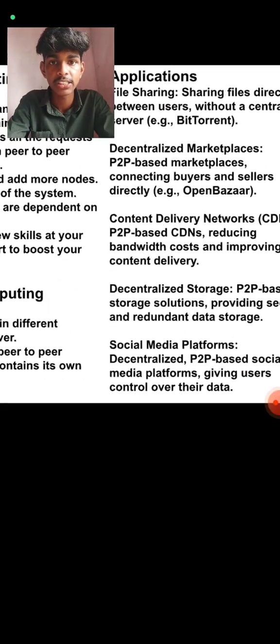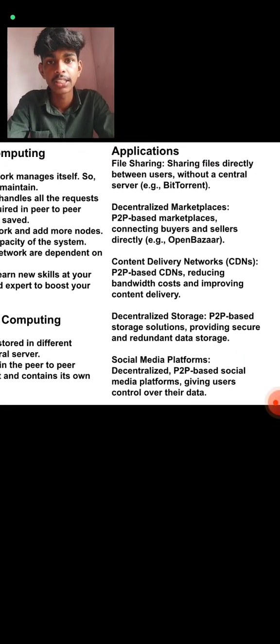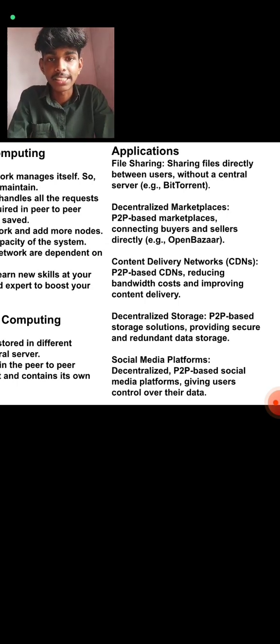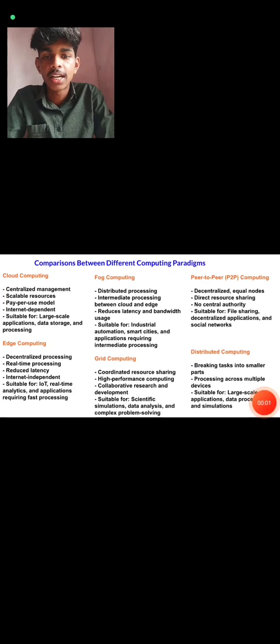Some applications of P2P networks or P2P computing. File sharing: sharing files directly between users without a central server. Decentralized marketplace: P2P based marketplaces connecting buyers and sellers directly. Decentralized storage: P2P based storage solutions providing secure and redundant data storage.